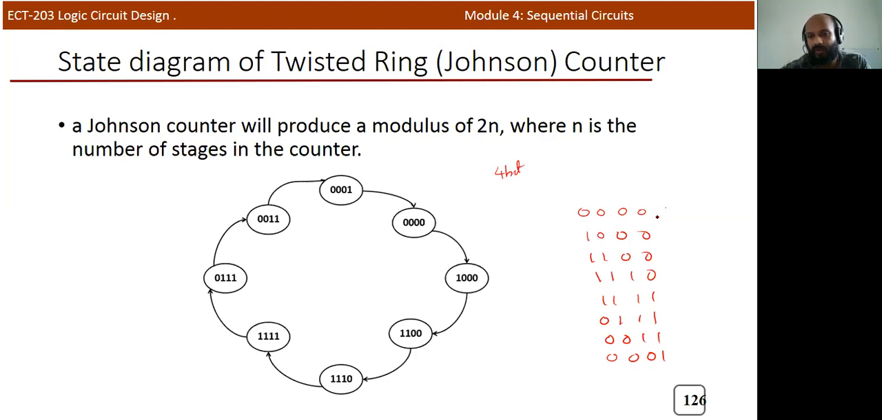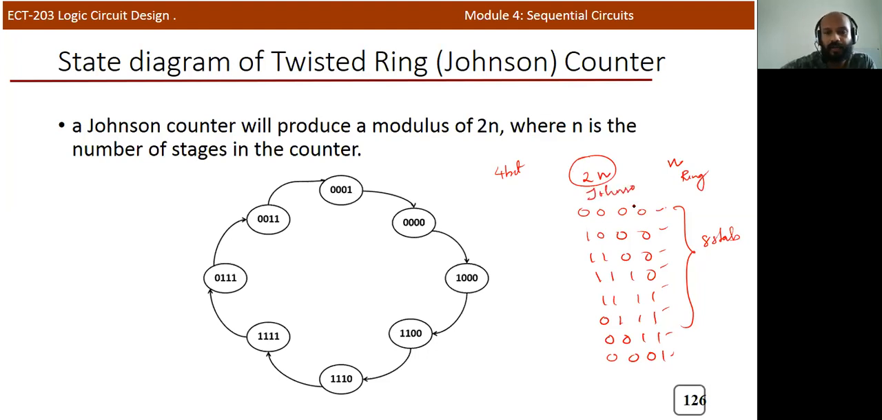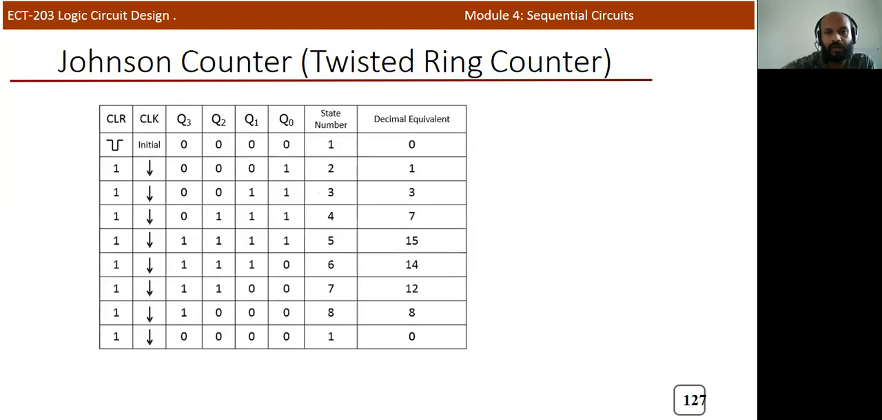So 1, 2, 3, 4, 5, 6, 7, 8 states, a total of 8 states. If you are using n flip flops, you will get 2n states. That is the difference in the case of the Johnson counter. If you take a ring counter, there are only n states, but in the case of the Johnson counter, you will get 2n states. Now we'll see the truth table.